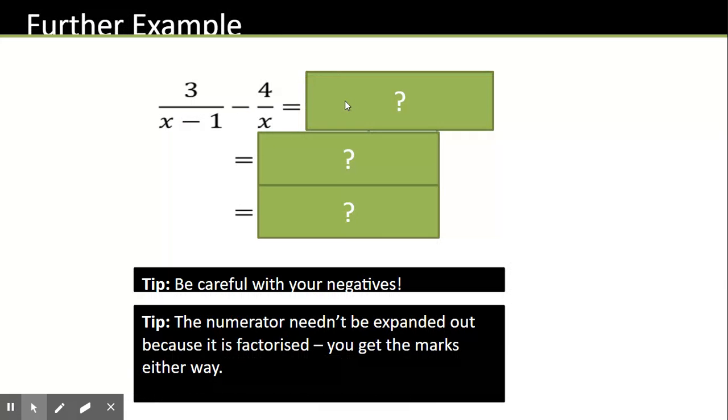Now the denominator is the same, we can add the numerators together. Let's look at another example. In this case, we have denominators x minus 1 and x. Now let's see how we could make the denominator the same.